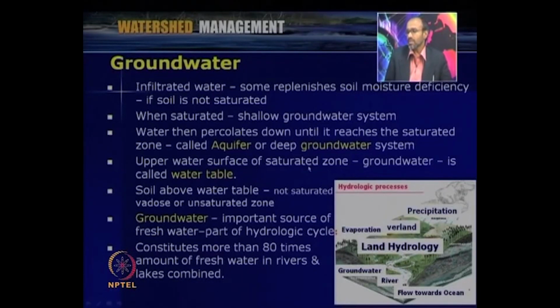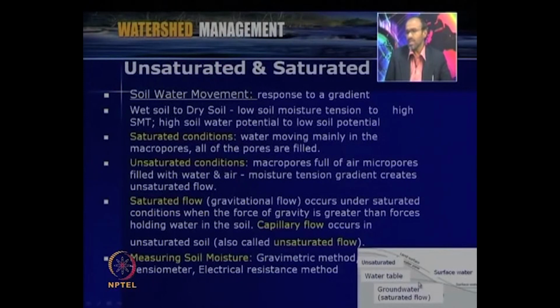The upper water surface of the saturated zone is generally called the water table. When we consider an unconfined aquifer, we have the unsaturated zone, then the capillary fringe zone, and then the saturated zone. The surface of that saturated zone is the so-called water table. As we can see here, for example, this is the water table, this is the unsaturated zone, and this is further the saturated flow condition.